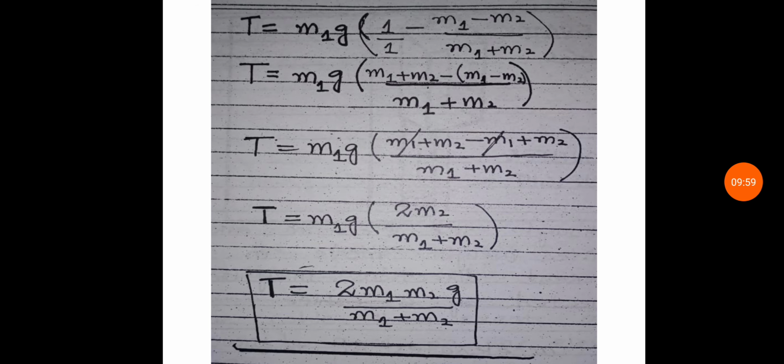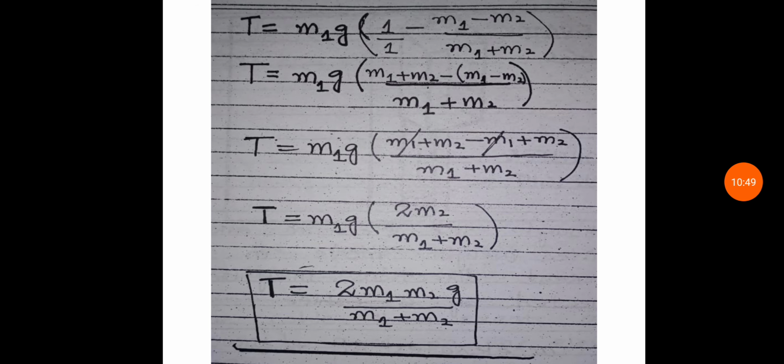By taking LCM, we have m1 plus m2. Now, on the left hand side, we have the denominator, that is 1. So m1 plus m2 is multiplying by 1 and we get m1 plus m2. And on the right hand side, we have m1 plus m2 in the denominator, so it is cancelled and we get m1 minus m2 with the sign of minus. By simplifying these values, we get m1 plus m2 minus m1 minus m2. By simplifying it, m1 is cancelled with m1 and we get 2m2 divided by m1 plus m2.